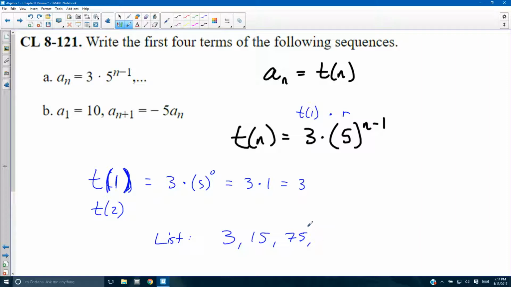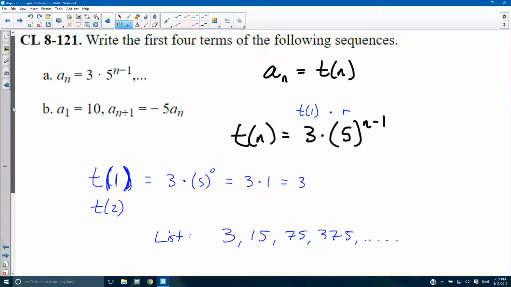And the fourth term? 75 times 5, I think, is 375. And so on and so forth. I could probably keep going. That's part A, the first 4 terms. Notice the fourth term, I multiplied by 5 only 3 times, 1 time less than the term number.